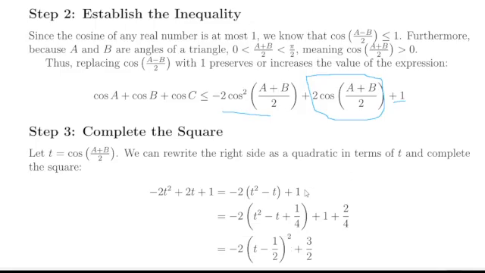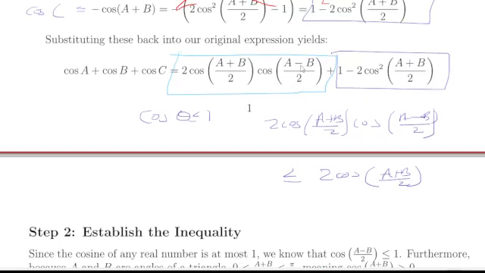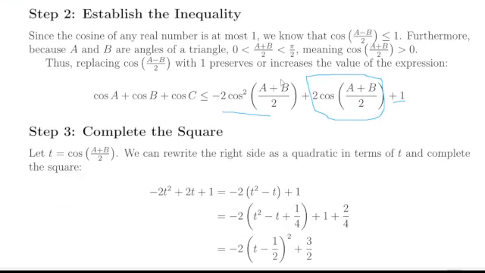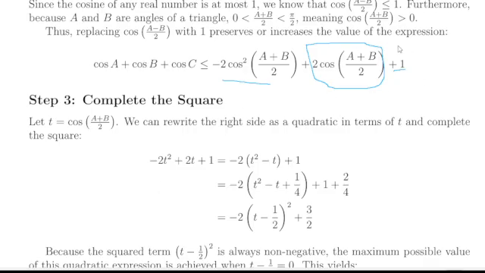And now we're going to make a substitution. The idea was, can we get cosine of (A plus B) over 2, so then we can make a substitution. Otherwise, here we had a cosine of (A minus B) over 2, so we couldn't substitute. That's why we found an upper bound. So we let t equal cosine of (A plus B) over 2. This whole thing transforms into negative 2t squared plus 2t plus 1. And I can factor out negative 2 from the first two terms to get t squared minus t.